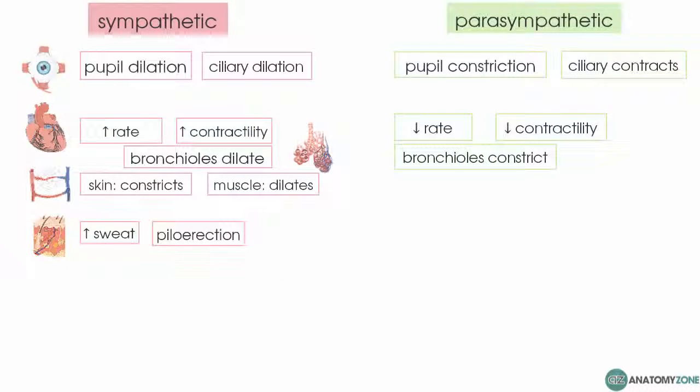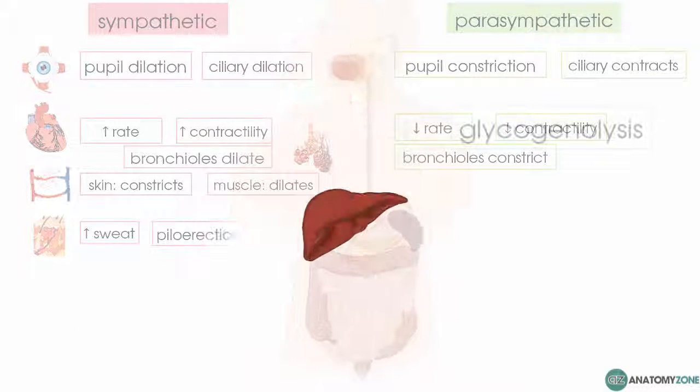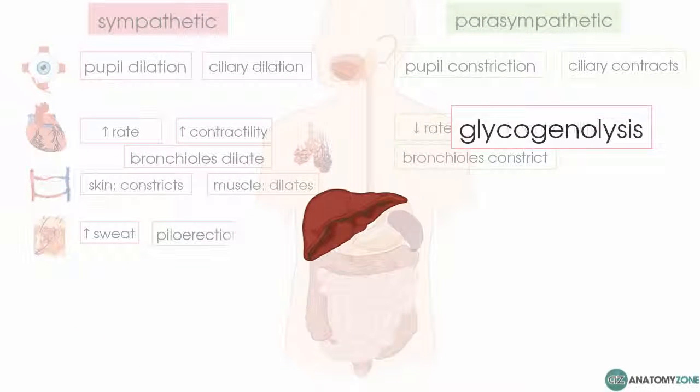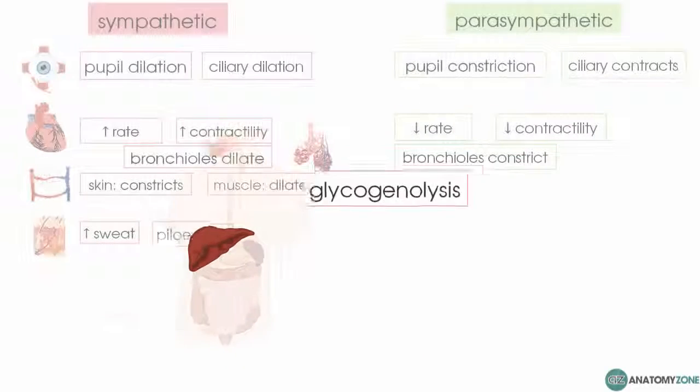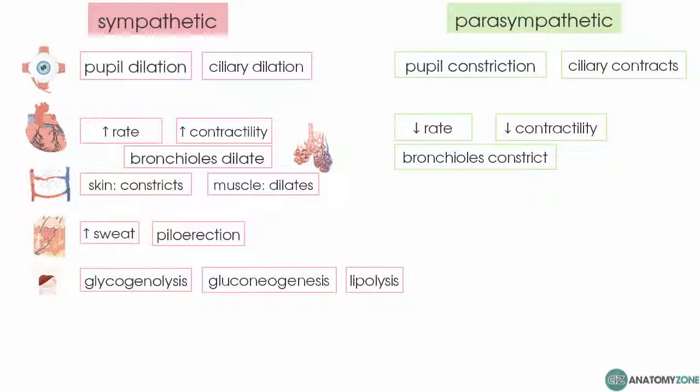Another thing you'll need is those energy substrates in your body to be mobilized. The glycogen stores in your liver are mobilized, and you get glycogen breakdown and an increase in blood sugar. The parasympathetic, in terms of its rest and digest function, does the opposite of the things I mentioned.